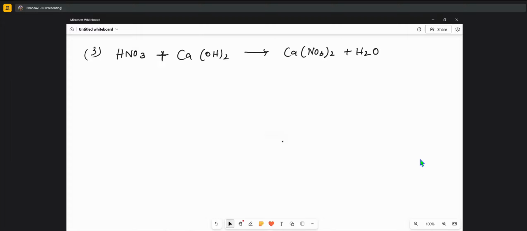Balance this. First, write the table and do it. First, practice well; then, without the table, you can try. Just write in the reactants what all elements are there and how many atoms of each, then the same in the product. Where there are fewer, keep adding and try to balance. NO3 is not considered as one unit. You take nitrogen and oxygen separately.